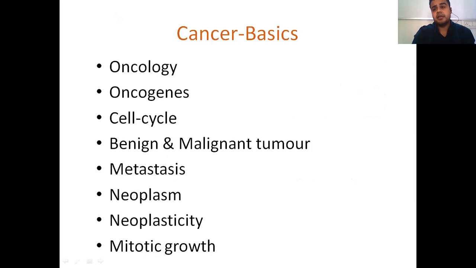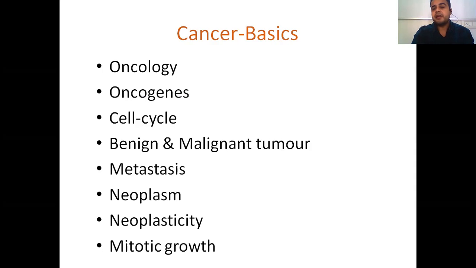So oncology is the study of cancer. The doctors who treat cancer are oncologists. Oncogenes are the genes which cause cancer. You might know about the origin of the name cancer and all, so I'm not going into all those details. Cell cycle: you might know that G1, G2, and G0 phases are there for a normal eukaryotic cell.